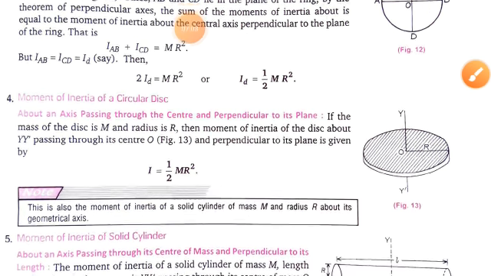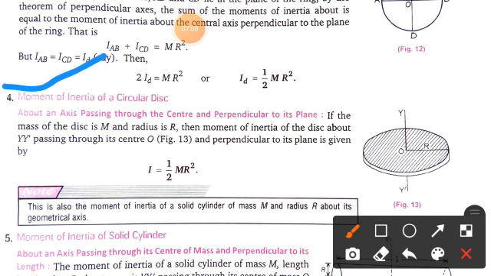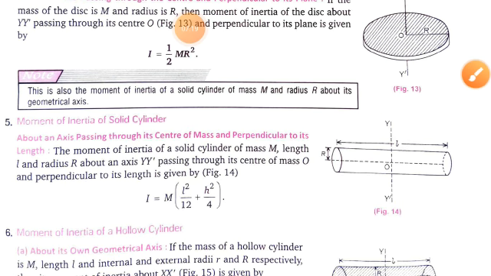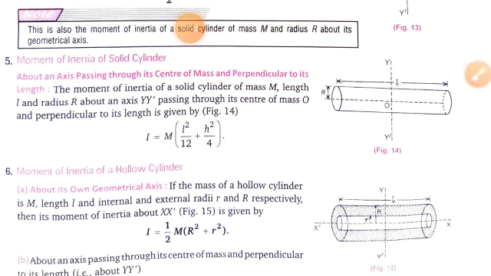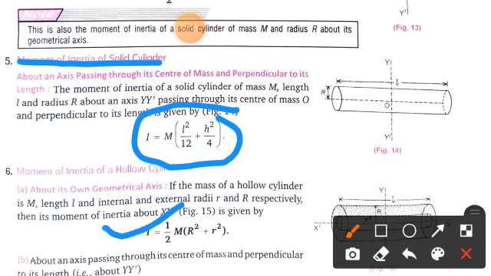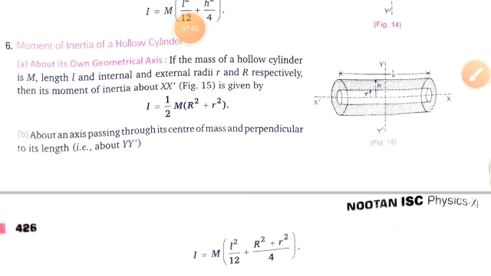Clear? Now the fourth one, moment of inertia of a circular disc. This one. So about an axis passing through the center perpendicular to its plane, its moment of inertia I equals half MR square. Kindly remember this formula because they are very important from the examination point of view. Similarly, the moment of inertia of a solid cylinder can be written like this: I equals M (L square by 12 plus R square by 4). Moment of inertia of a hollow cylinder is I equals half M (R square plus r square), where R is the outer radius and small r is the inner radius.